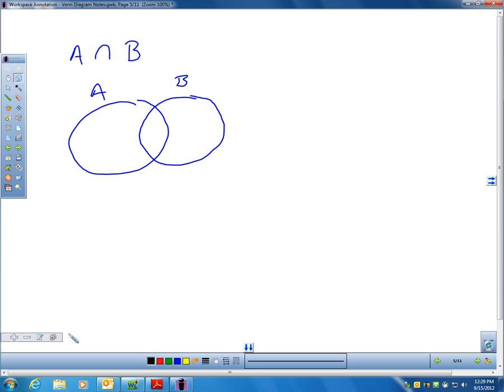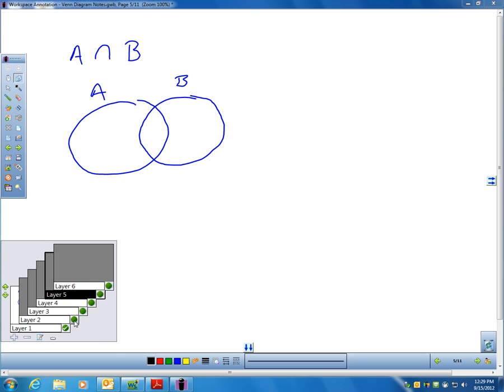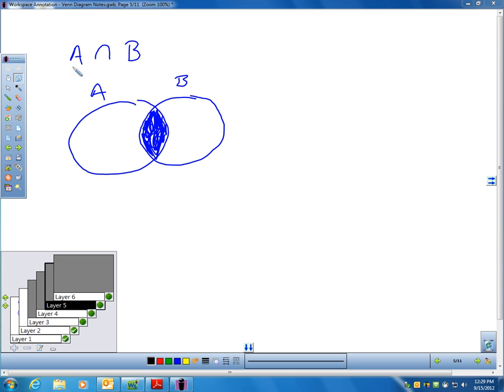Well, I think it's easy to see here that the only things that are part of both sets are in here. So the proper shading for this, the proper diagram for A intersecting with B, would be here. These are the elements in here that are part of both A and B at the same time.